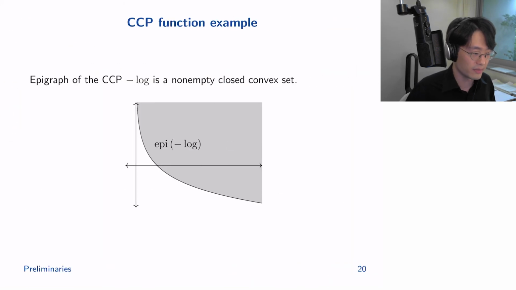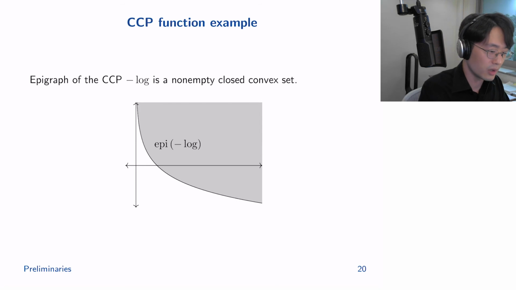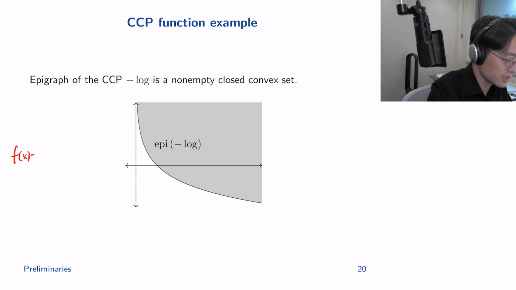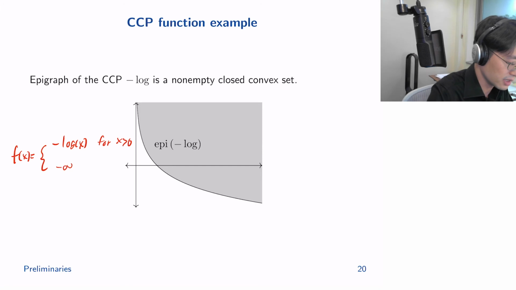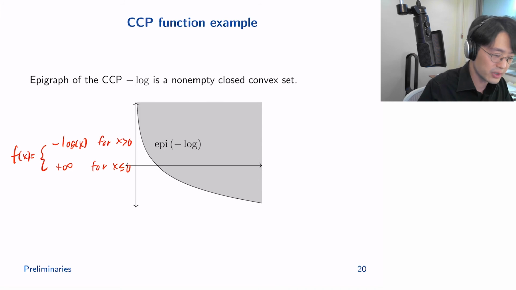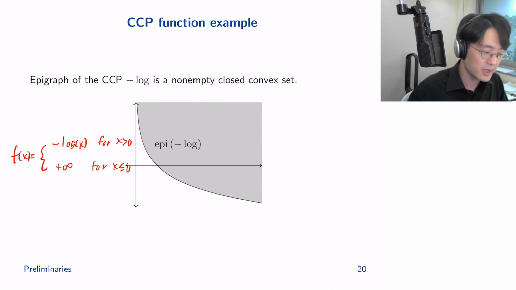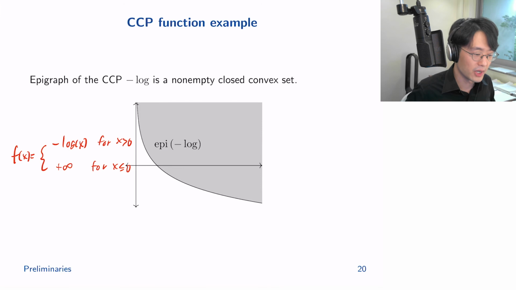Here's another example of a CCP function. The function minus log, or to be more precise, what we mean is f of x is a piecewise function: minus log of x for x bigger than 0, and plus infinity for x less than or equal to 0. If we plot this function, it looks like this, and this is a CCP function.